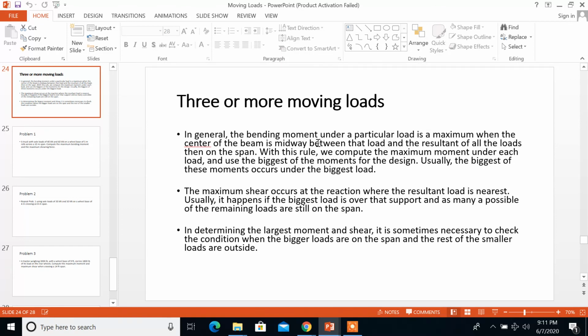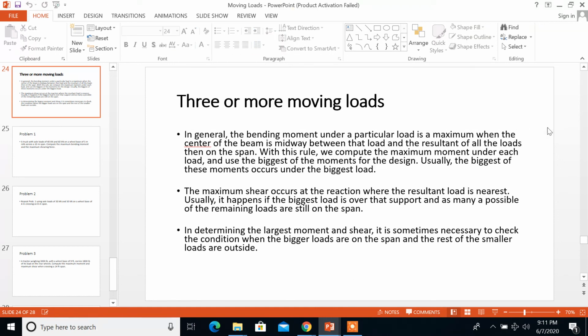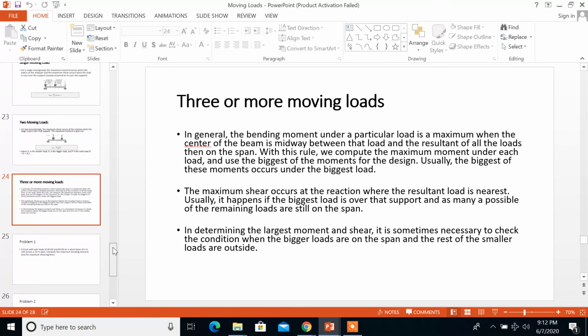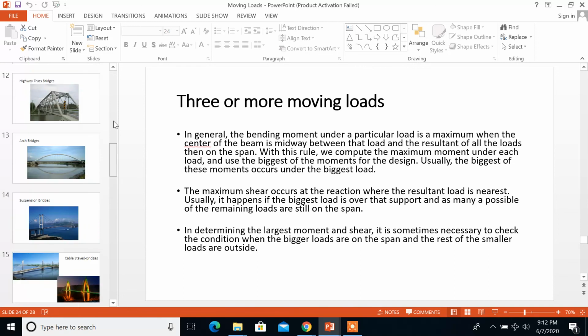So, ang sabi, the bending moment under a particular load is maximum when the center of the beam is midway between that load. So, it means kukunin muna natin yung ating resultant, then yung distance between the axle. So, ayan. Then, saan natin isosolve yung ating maximum moment. So, try na lang natin sa problem para mas maintindihan natin kung paano determine yung maximum shear and maximum moment for single, 2, and 3 or more moving loads. So, ayan. So, yes, start na tayo sa problem solving.